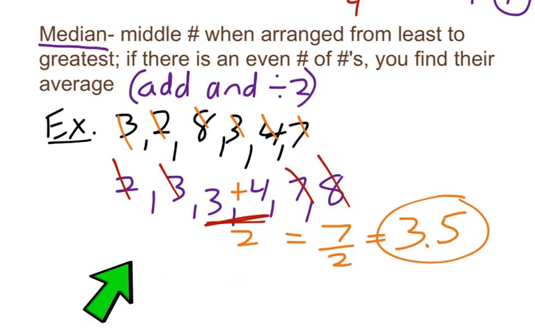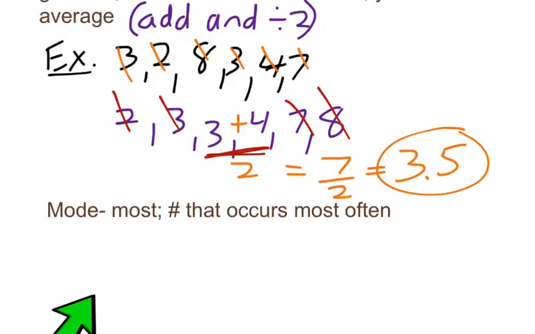All right, let's move on to mode. Okay, mode is most. Think of mode as most. And they both start with MO, so that's pretty easy to remember. And it's the number that occurs most often.